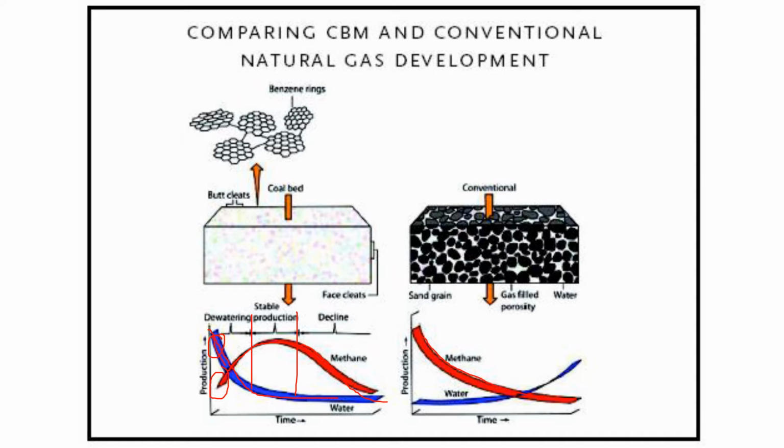production of methane keeps decreasing. And in conventional wells this happens: initially production of methane, like in standard gas wells, dry gas wells or wet gas wells, we have initial methane production, and with time water bypasses. But in CBM wells we have initial water production in the dewatering stage, and then we have stable gas production, then again decline.